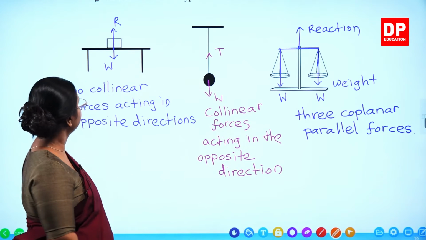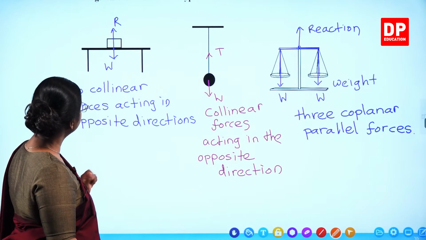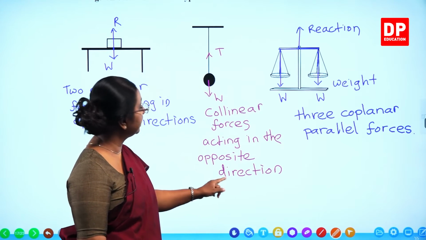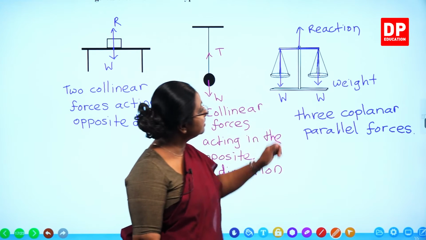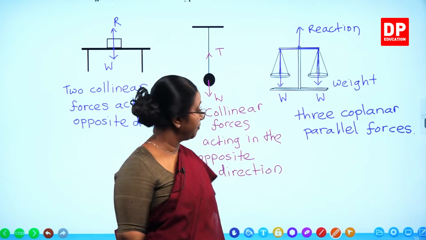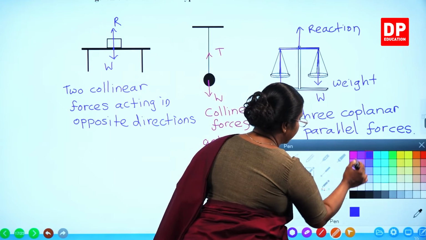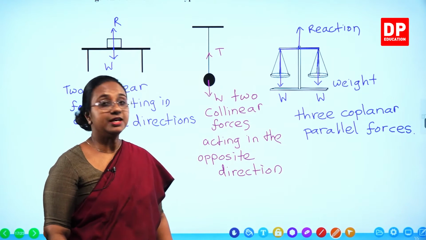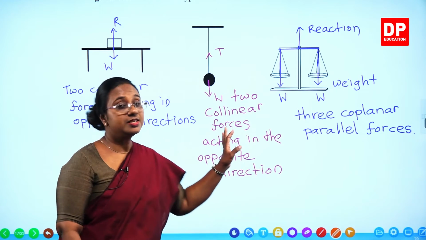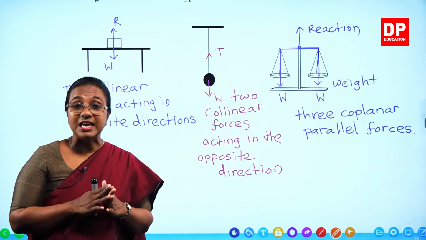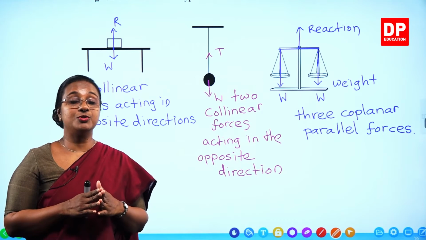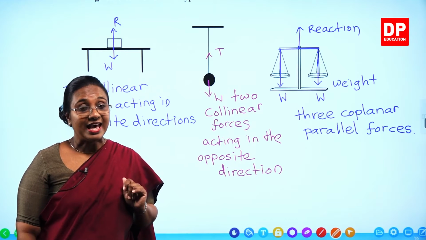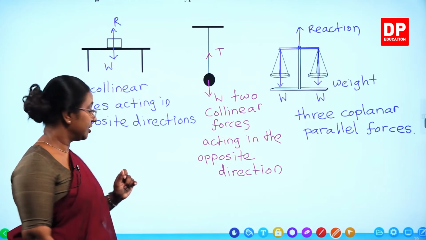So three different instances. Here there are two collinear forces acting in opposite direction. Here again two collinear forces acting in the opposite direction. Then here we have three coplanar parallel forces. Here also we can mention that there are two collinear forces acting in the opposite direction. So I am sure students, by looking at a diagram, you will be able to identify what type of forces are acting on it and you will be able to mark the forces. With that, I will move on to the next question.